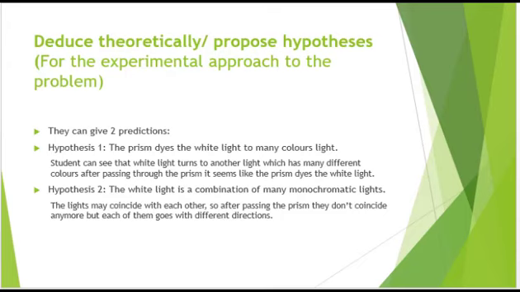In this situation, students can give two predictions. Students can see that white light turns to another light which has many colors after passing through the prism. So it seems like the prism dyes the white light. So hypothesis 1 is that the prism dyed the white light into many color lights.